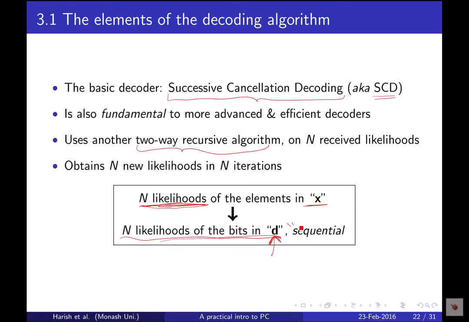That is another important property that has to be kept in mind. We are not going to get all bits at a time. Rather, we get one bit at a time in an iteration. Each iteration will give you one bit, including frozen bits, and in n iterations, you get all bits, including the frozen bits. Though they are known, we pretend that we are decoding them. That's how it goes.